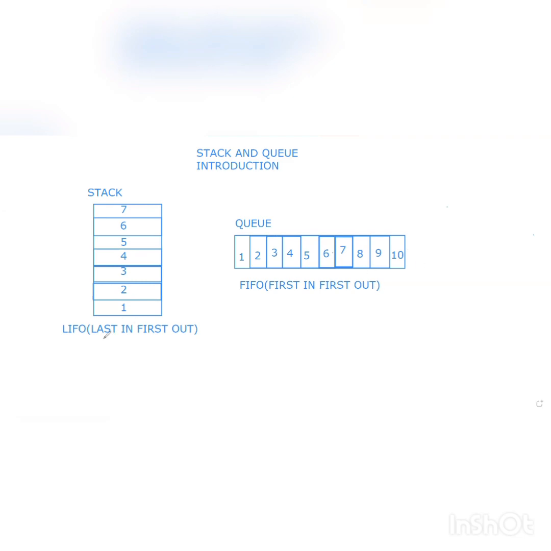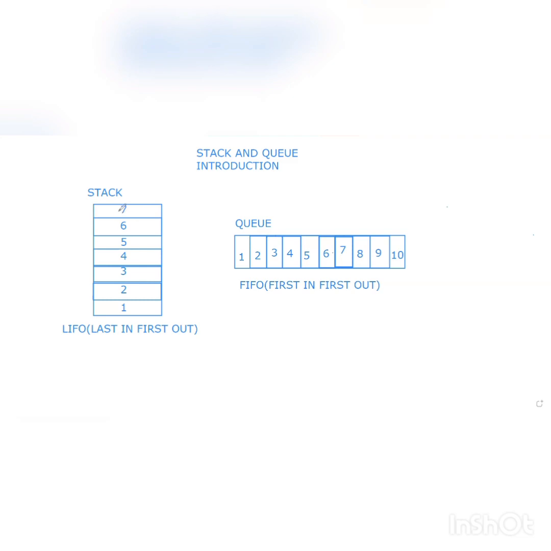And why is it called last in, first out? Because when we are trying to delete an element in the stack, we cannot delete it randomly. For example, we cannot come to this 2 directly and delete it. It is not possible in the stack. So how do we delete the elements in a stack? It is deleted from the top only.